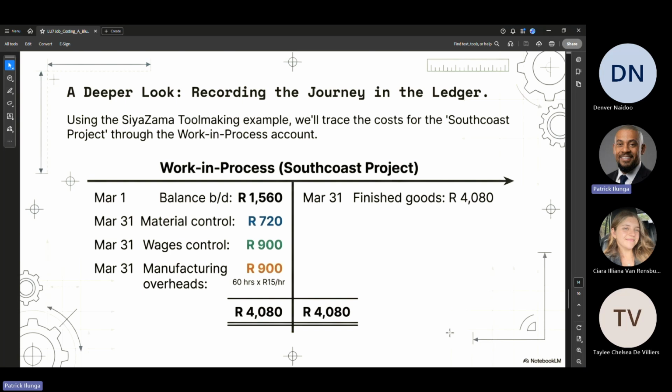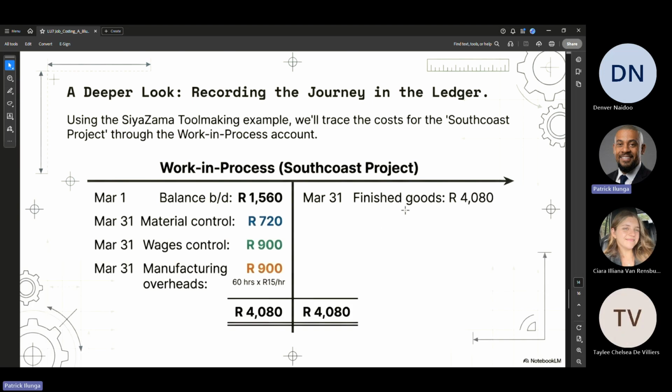But as you can see, this one here, remember the absorption rate was 15 Rand per hour. So for the South Coast, we have 60 labor hours. So 60 multiplied by 15 gives us 900. You've been provided with the material, you've been provided with the wages. You now have calculated the manufacturing overhead. Easy for you to find the total.